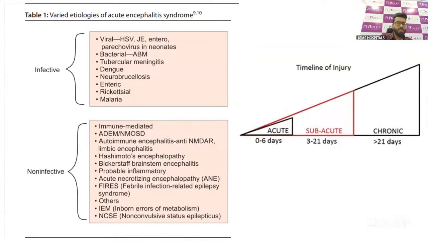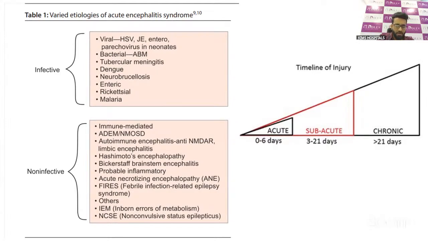This is the most important aspect, that is etiological aspects. This slide per se is extremely important. So whenever you approach a case of acute encephalitis syndrome or a CNS infection, it's very important to revise the history, because it's always in the history. The story is always in the history.